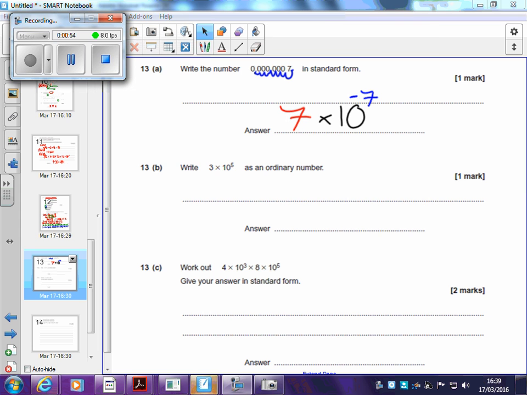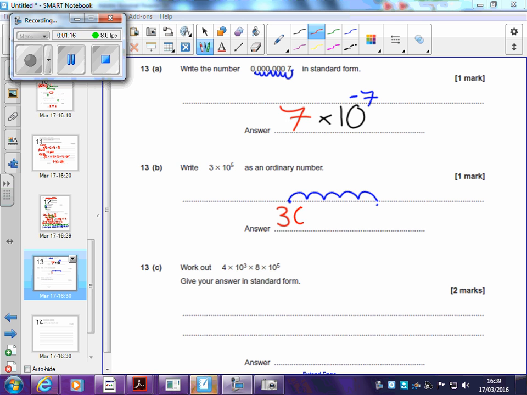Second one is doing the opposite. Okay, so this time I'm going to get the 3 ends up back out at the front. I then need to count how many places the decimal point is going to move. So it starts off here, because that's 3.0 essentially. It needs to go 5 places. 1, 2, 3, 4, 5. So it ends up here. So I fill in the zeros from there.